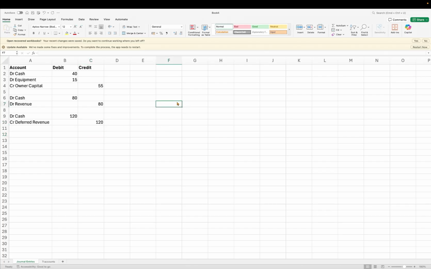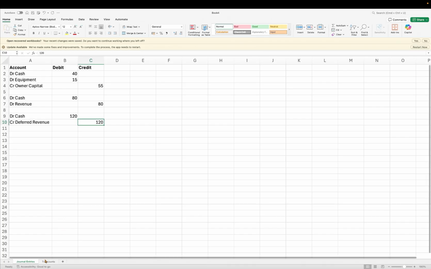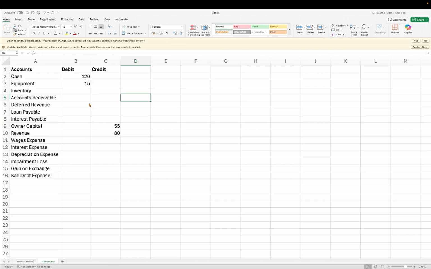Next, I post the credit portion of the transaction. The journal entry shows a credit of 120 to deferred revenue. Deferred revenue is a liability account because the business still owes services to the customer. Liabilities increase with credits. So I record 120 for the credit side of the deferred revenue account.